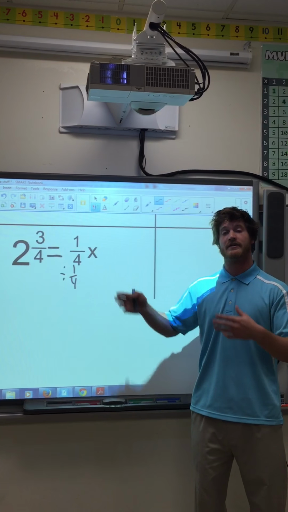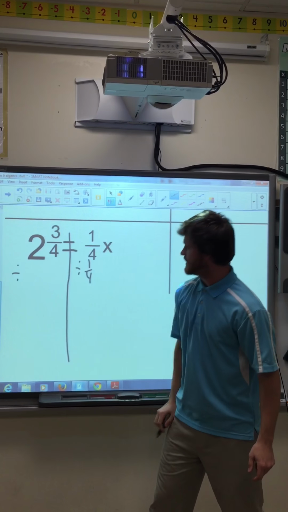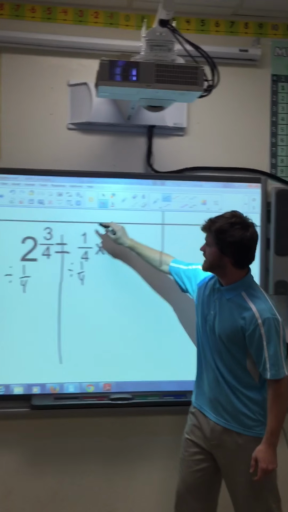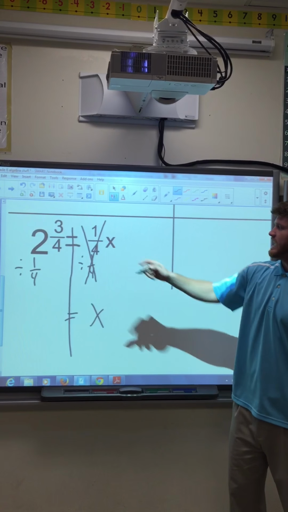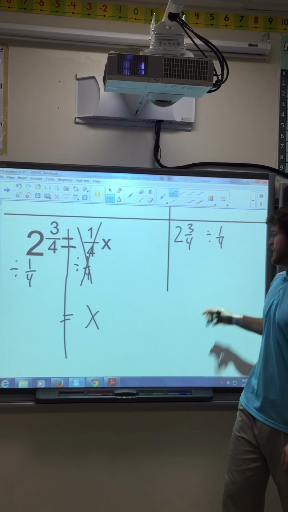Remember the golden rule. What I do to one side, I have to do to the other. If I divide one side, you can draw your line if you want to. If I divide one side by 1/4, I must divide the other side by 1/4. These guys will cancel out. Drop your variable. Off to the side, we write 2 3/4 divided by 1/4.